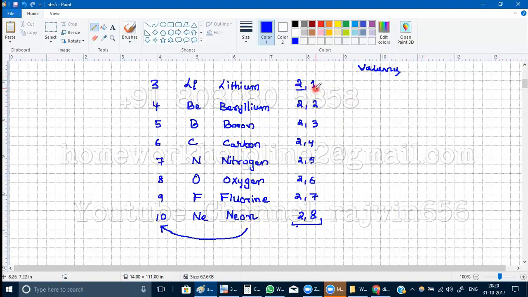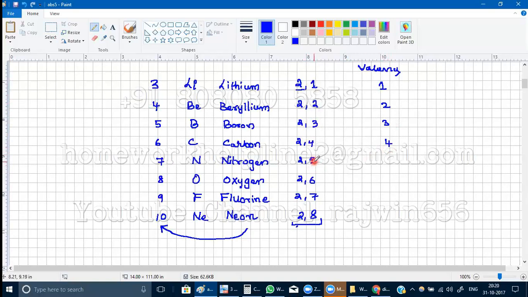Because here, for the first 4 elements, 1, 2, 3, 4, these are the number of electrons present. So their valency is going to be, of course, positive: 1, 2, 3, 4. These can give away 1, 2, and 3 electrons, so their valency is 1, 2, 3. Carbon will share 4 of its electrons, so its valency is 4.